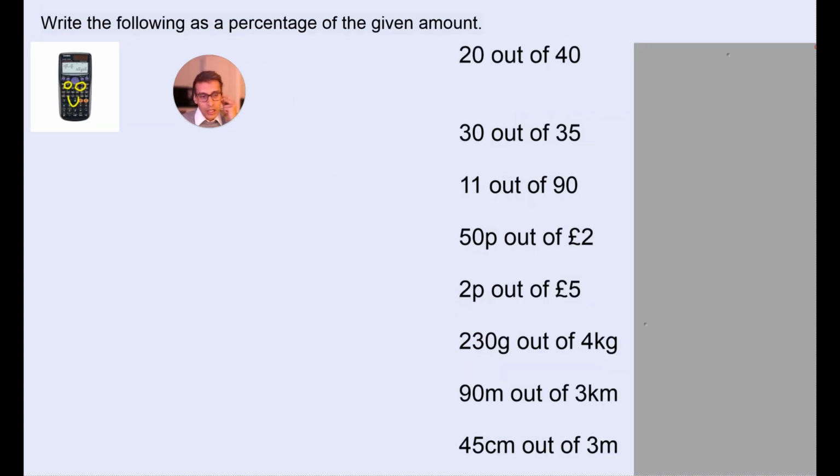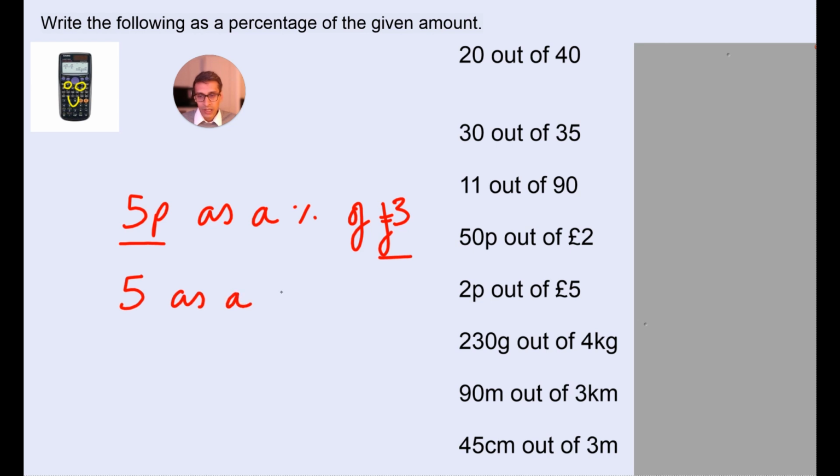This time you will need to convert the units so they match. So here's a quick example. If you're working out 5p as a percentage of £3, because this is in pence and this is in pounds, you need to make them match the unit. So you convert both to pounds or both to pence. So this would be the same as 5 as a percentage of 300. That way they're both in pennies.